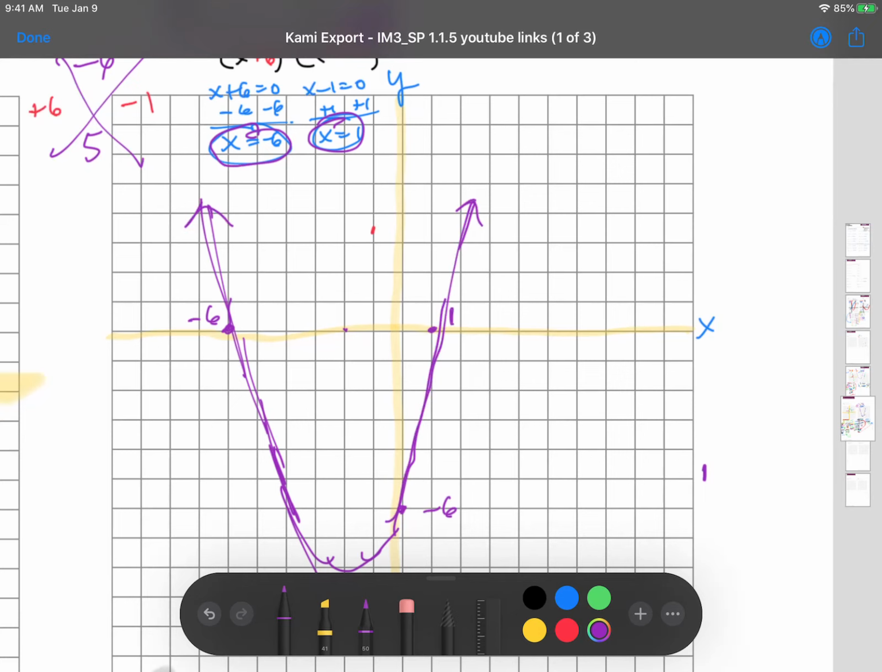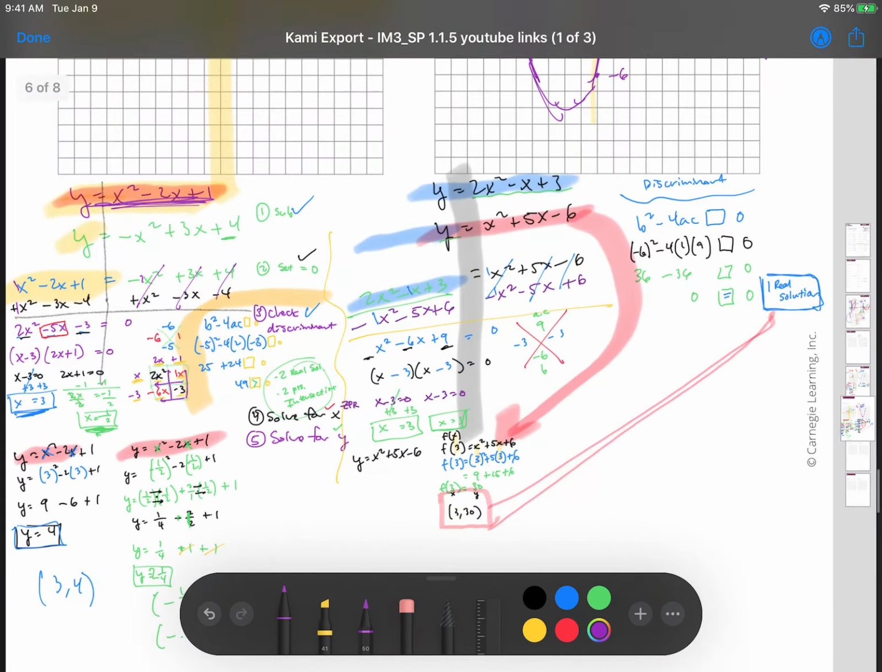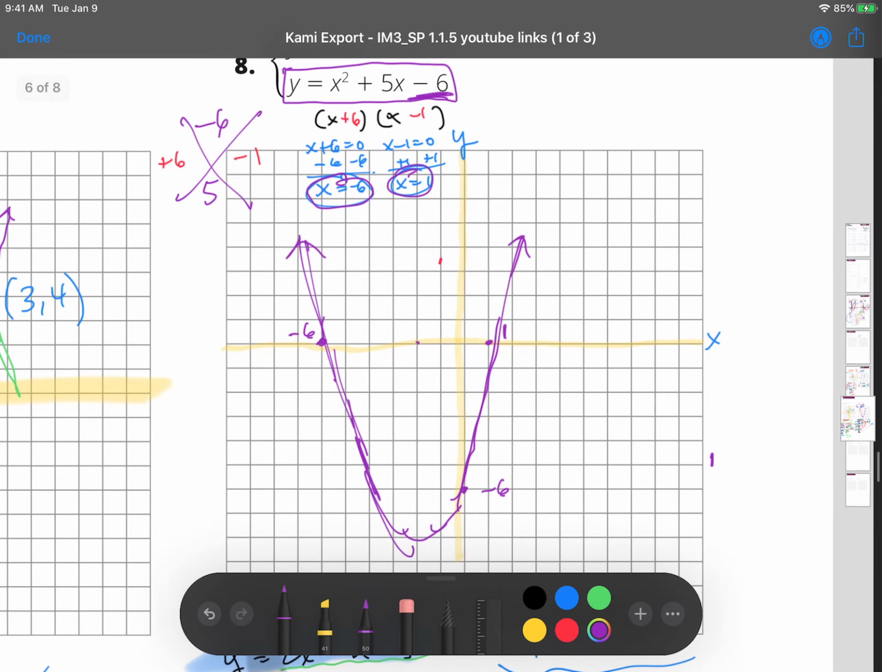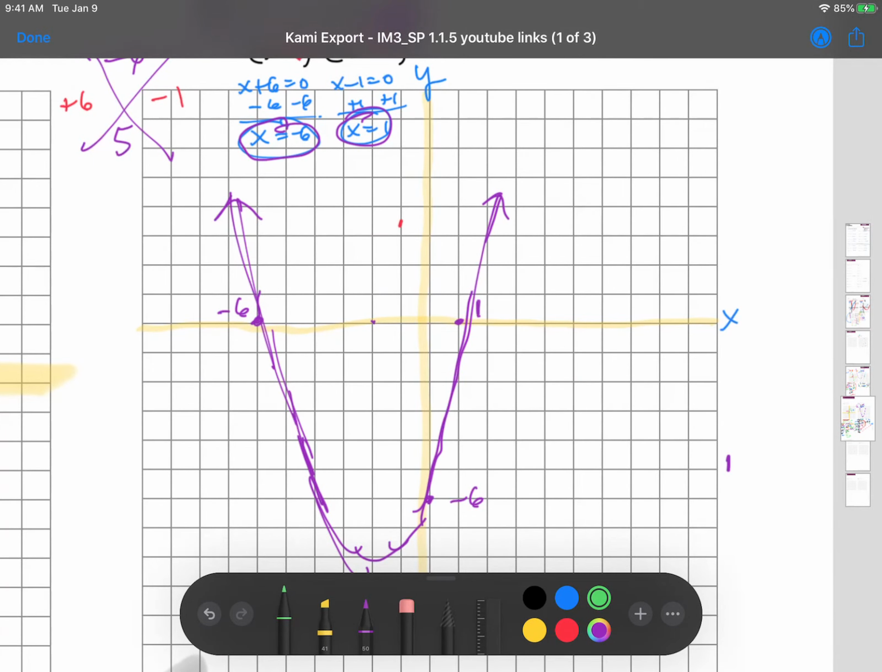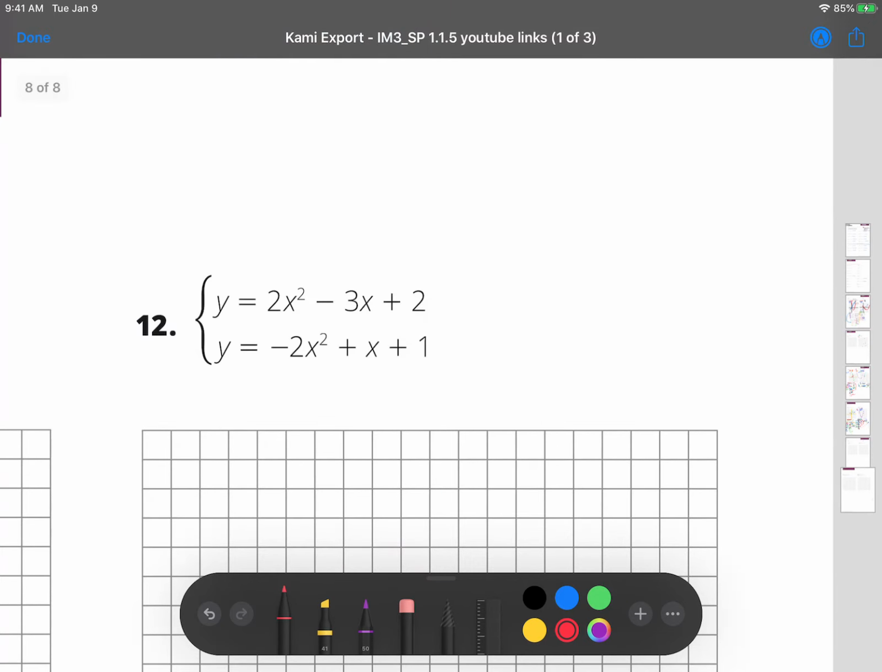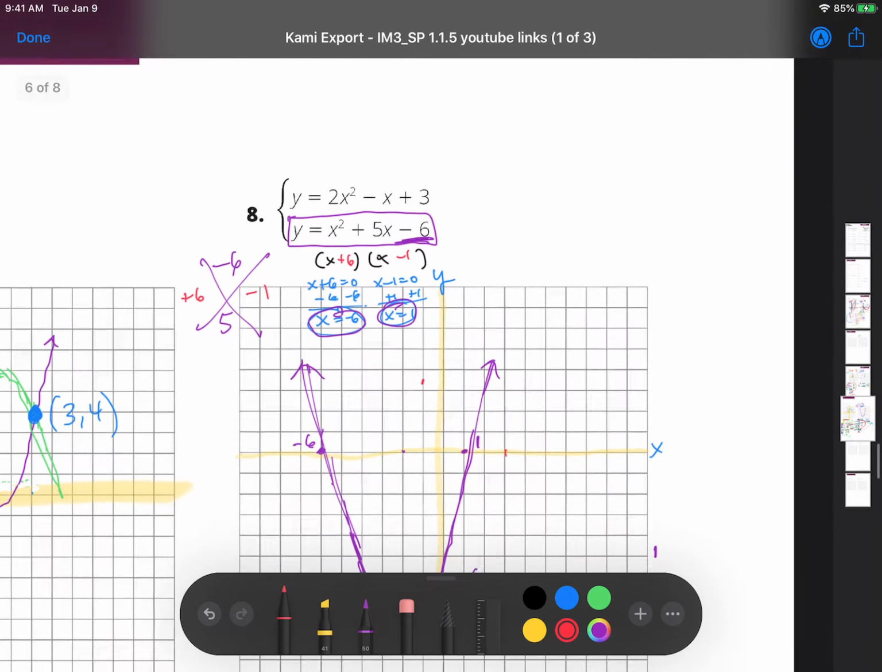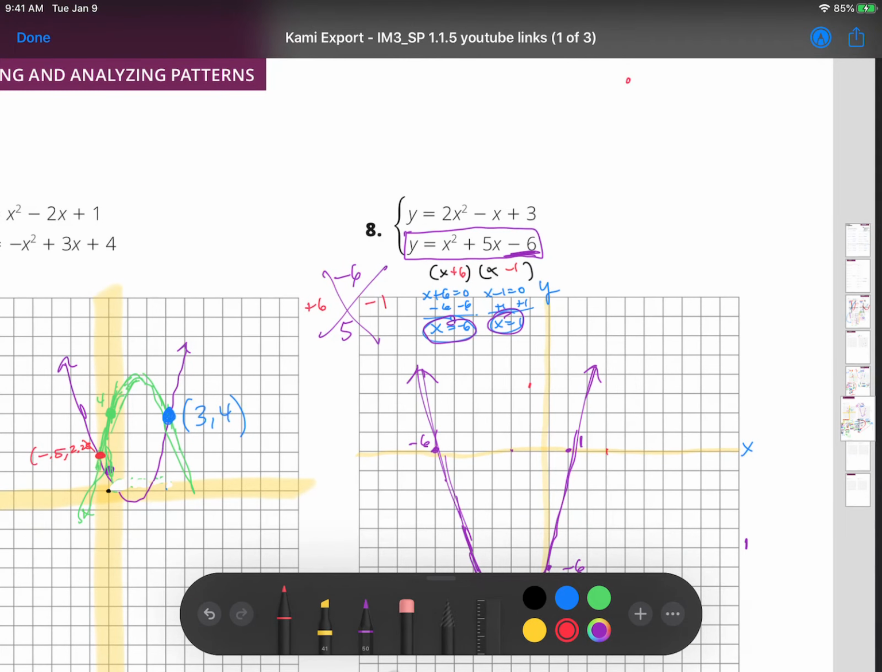Okay, and that point of intersection, what was our answer? (3, 30). Wow. 3, 30 would be, this is 3 on the x. Oops. And then 30 is going to be like way up here. Okay? This is what our solution is. Let's graph this one.